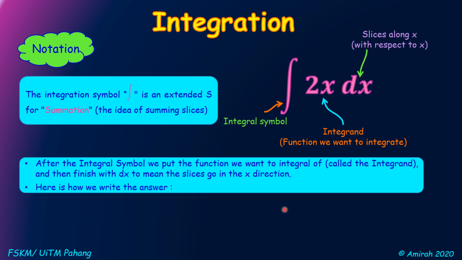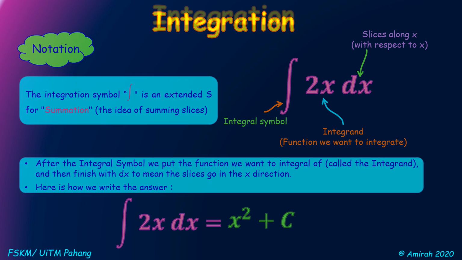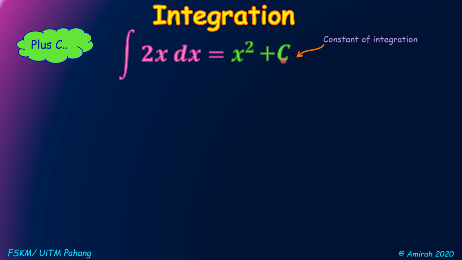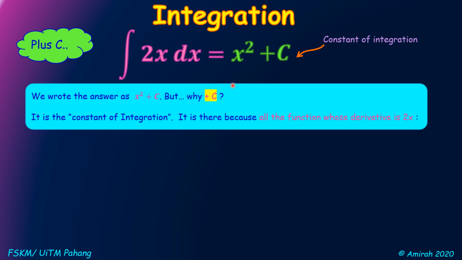Here is how we write the answer. Let's say we have the integration of 2x dx. It equals x squared plus c. Plus c, from the integration of 2x dx equals x squared plus c. This is called the constant of integration. We wrote the answer as x squared plus c.